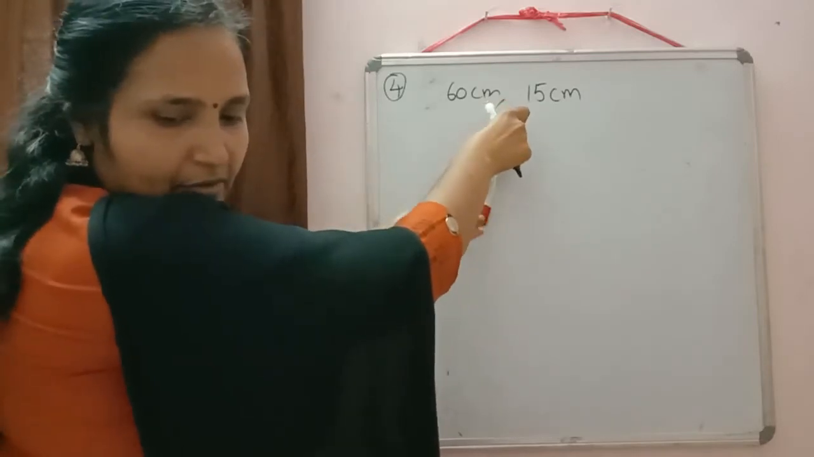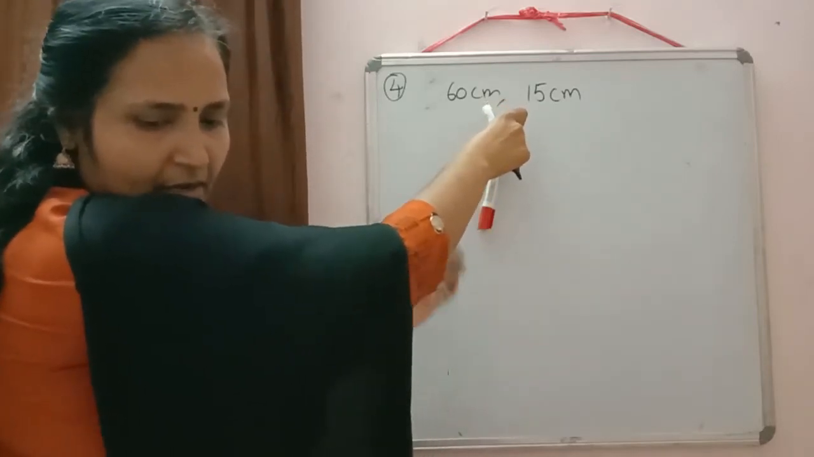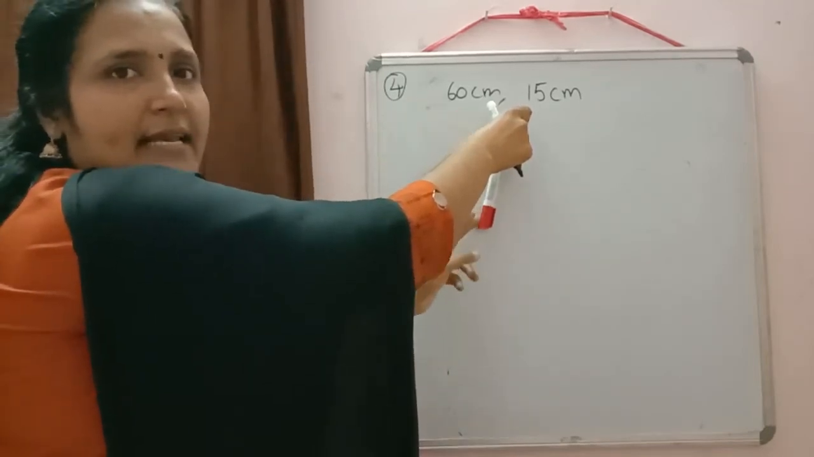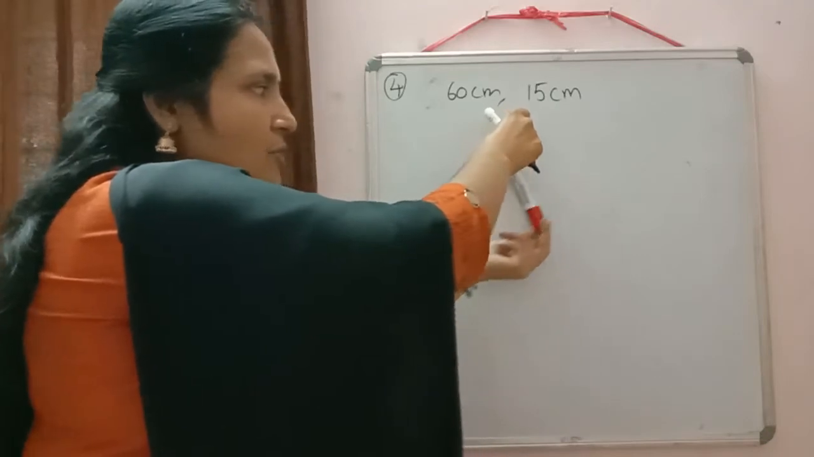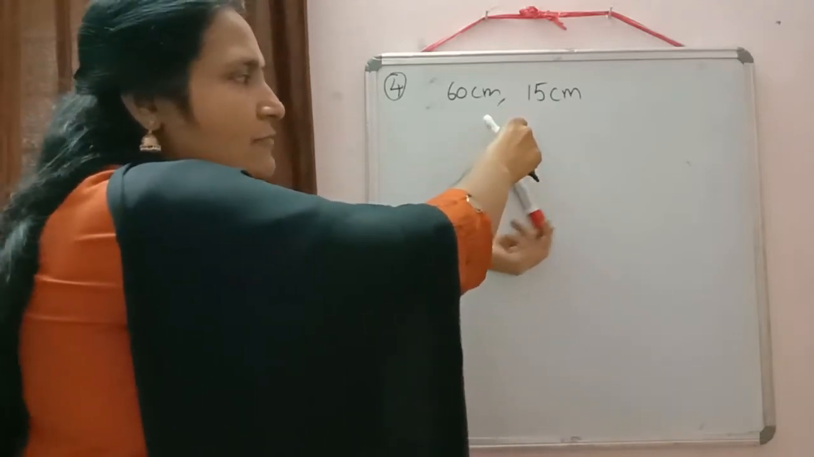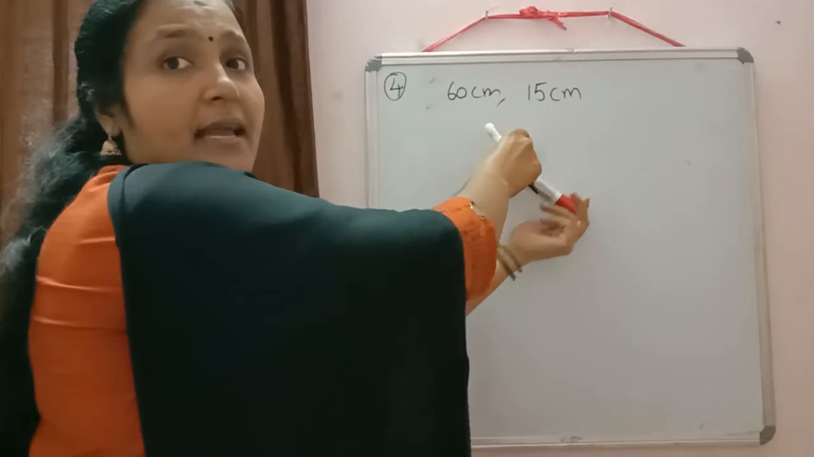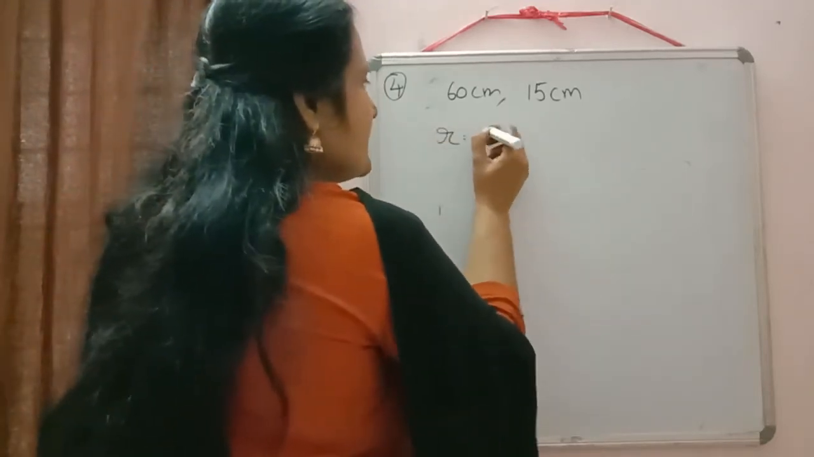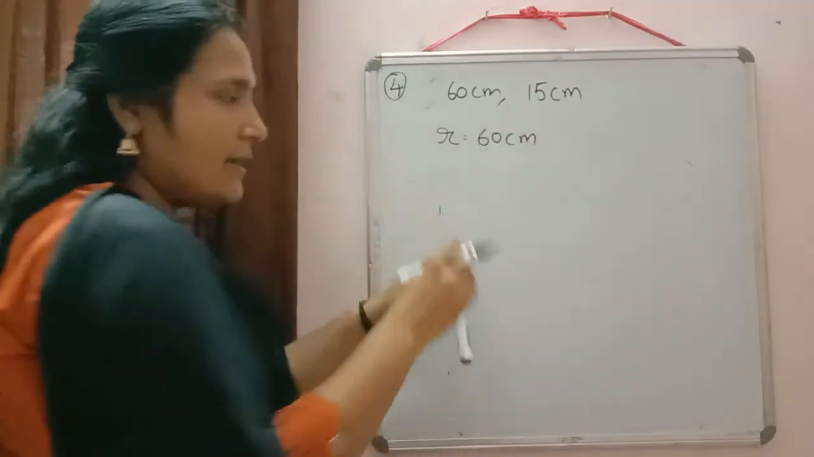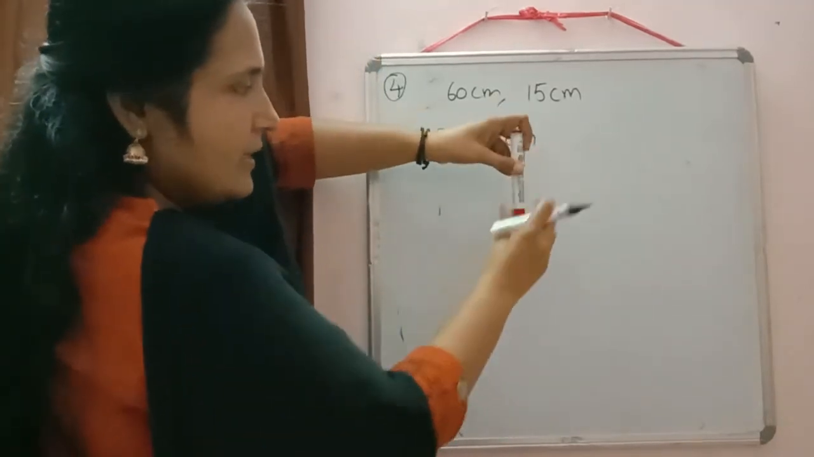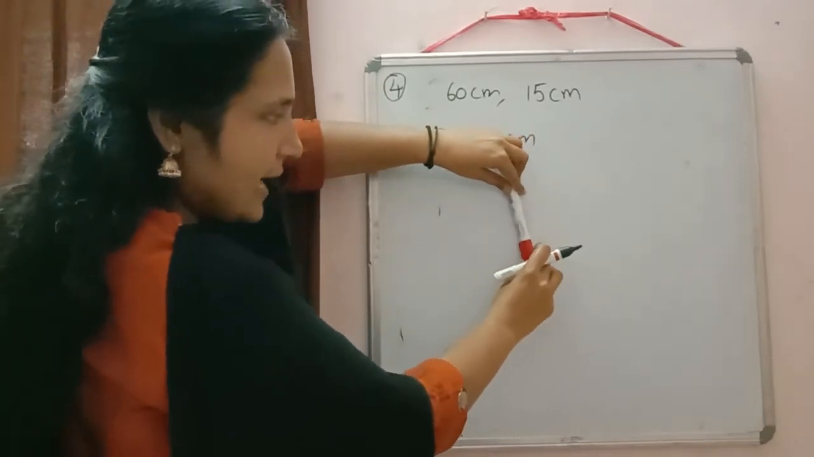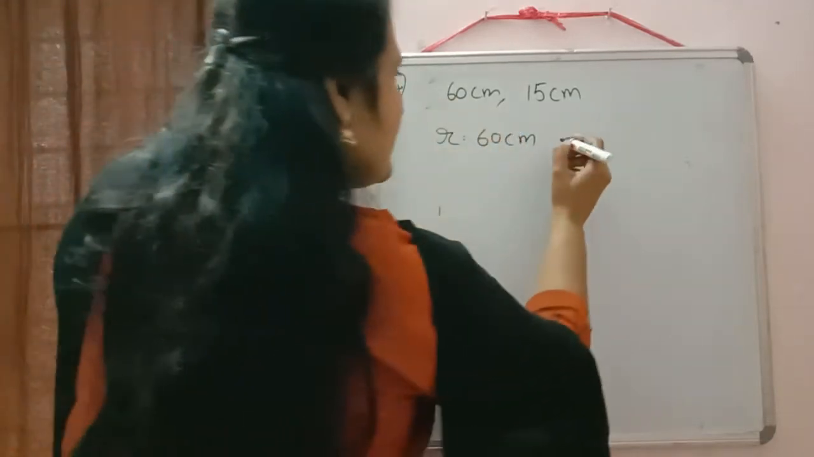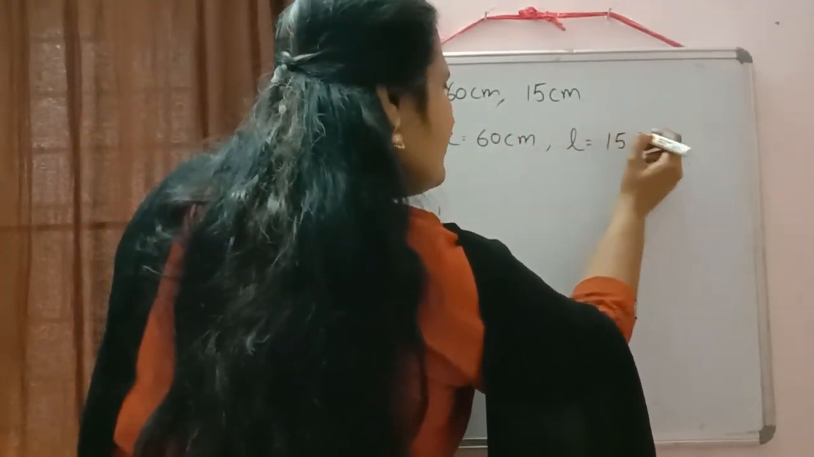So what is given in the question? Find the angle in radian through which a pendulum swings if its length is 60 centimeter. The length which we are talking about, in case of swings, that length will become the radius, correct? So radius is equal to 60 centimeter, and they are saying its tip, tip means end point, describes an arc of length 15 centimeter. So the length of the arc is given 15 centimeter.